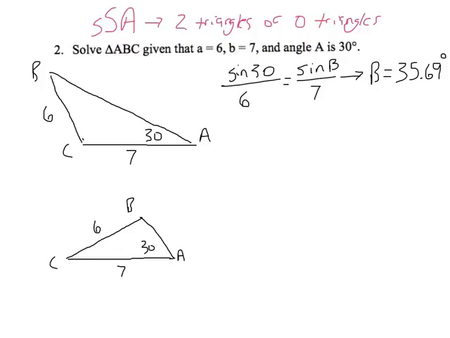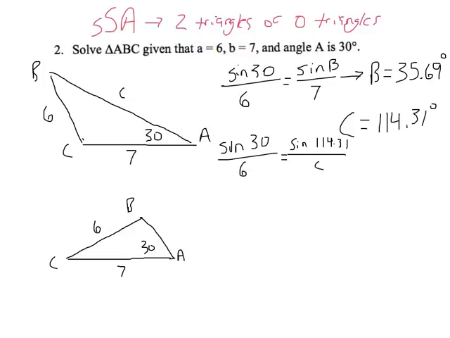Okay, from there, just like we did in the previous example, I know 2 of the angles. It's got to add up to 180, so if I go through and do the work, I know angle C is going to be 114.31 degrees. And from there, I could figure out what little side C is going to be by saying sine of 30 over 6 equals sine of 114.31 over little c. And if I cross multiply and divide for that, I'm going to get C as 10.94.